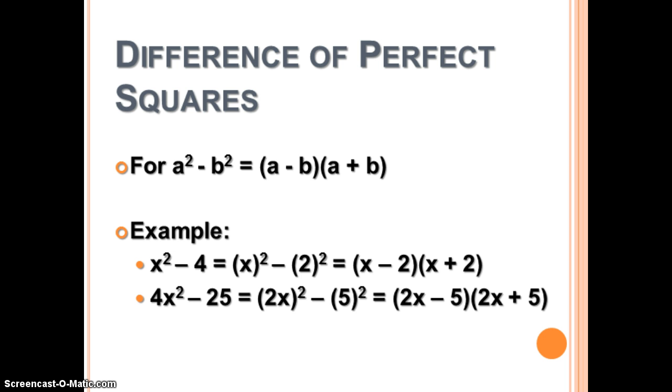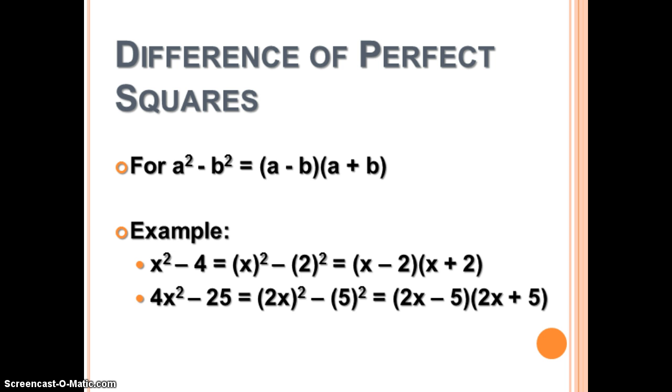You can also factor using this theorem, the difference of perfect squares. For every a squared minus b squared, when you factor that, you get a minus b times a plus b. So there's an example. X squared minus 4 will give you, your a value will be x and your b value will be 2. So you get x minus 2 times x plus 2.